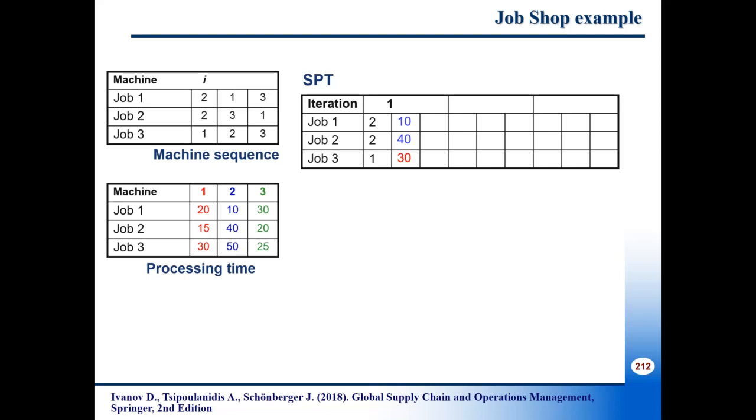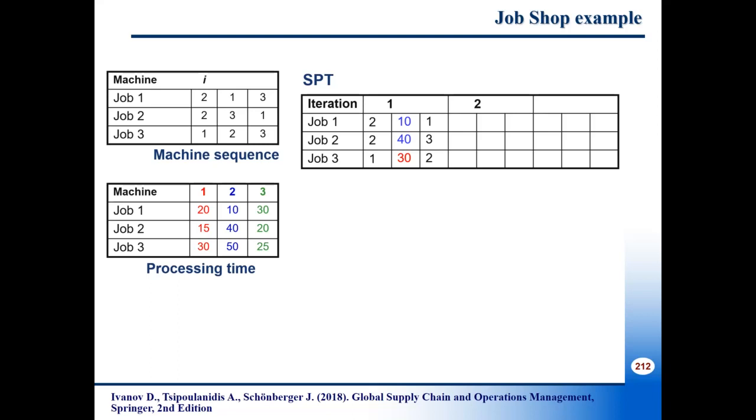And then we start doing a ranking based on shortest processing time, and therefore job number 1 is ranked first, and then job number 3 ranked second, and finally job number 2. Alright, and we do the same also for the second iteration. Now we move from the first column to the second column.